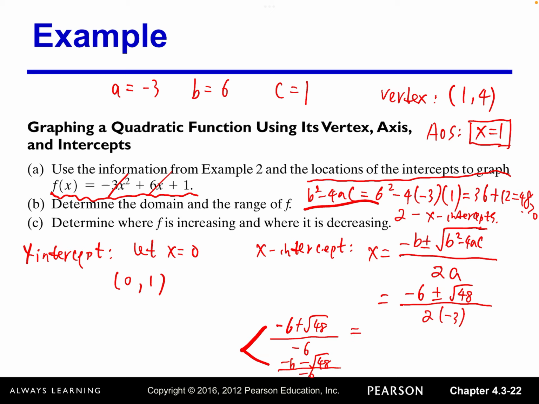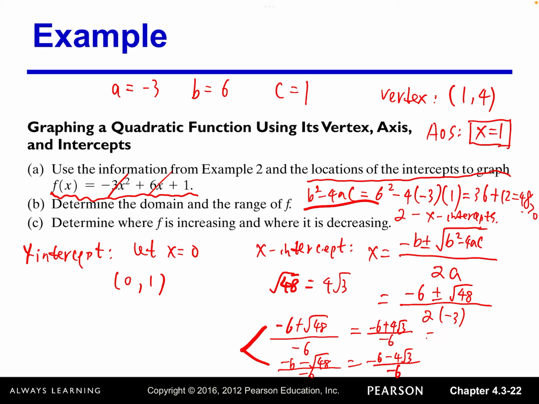Okay, and if you use a calculator, right, square root of 48, actually we can simplify. That's 16 times 3, right? 4 square root of 3. So we got -6 plus 4 square root of 3 over -6. The other one is -6 minus 4 square root of 3 divided by -6.